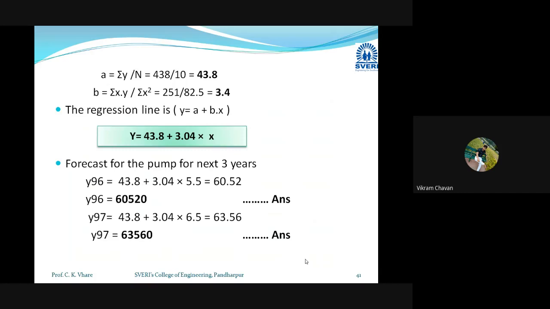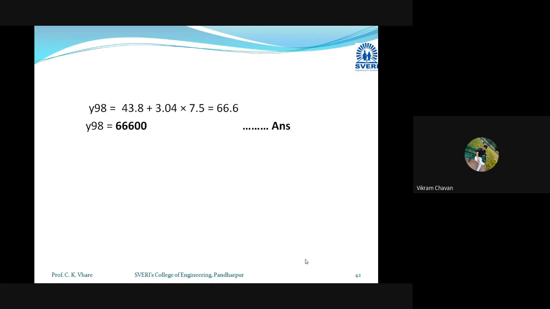So here 60520 is the answer for Y96, 63560 for Y97, and 66600 for Y98. This is the answer for the 3 years. Okay, so we'll stop here.